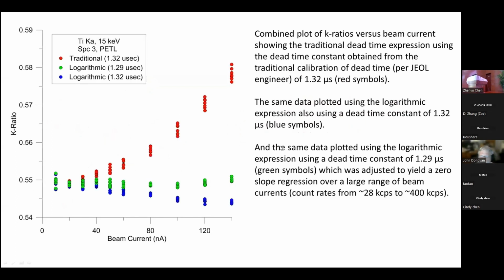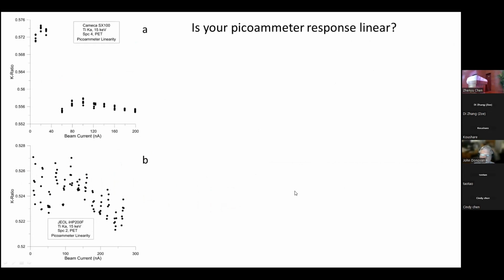If I look at a number of different spectrometers, if I take those plots we just saw, for spectrometer 3, here's the traditional linear expression right here. Here's the slight overcorrection using the logarithmic term, and here's where I adjusted it to 1.29 right here in the green. And so you can see we're doing quite well. This is all in the paper that just got published last week.